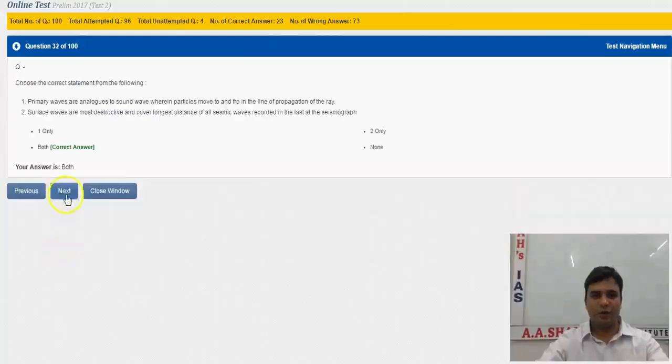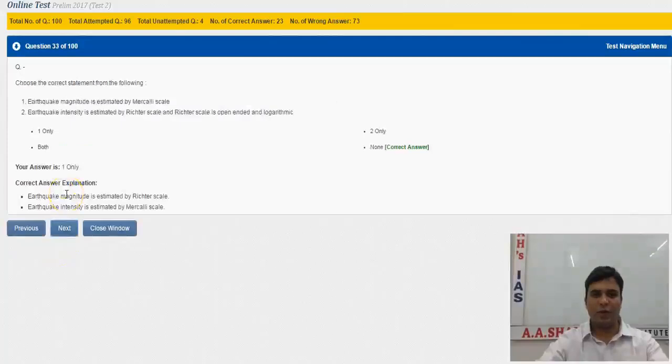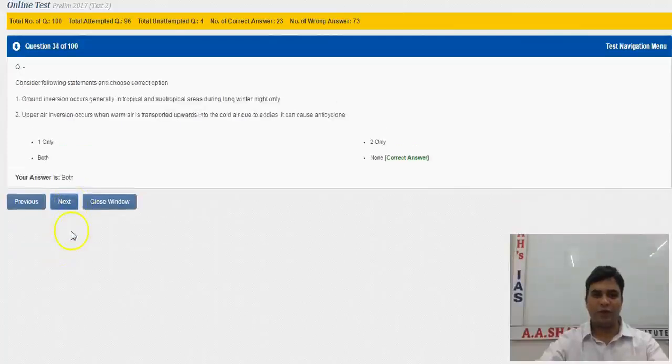Moving along, we have again some questions on primary waves, secondary waves, earthquakes. Now, why is there so much focus on earthquakes, seismic activity, and waves? It's very simple. It is because the Himalayan zone, which is called the suture zone also, is experiencing a lot of seismic activity. In fact, a while back Delhi experienced an earthquake of magnitude 5.1 on the Richter scale.